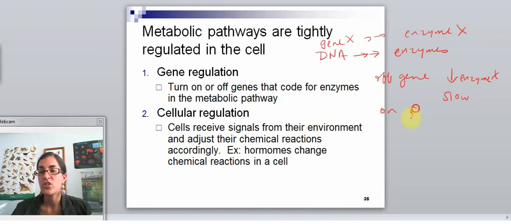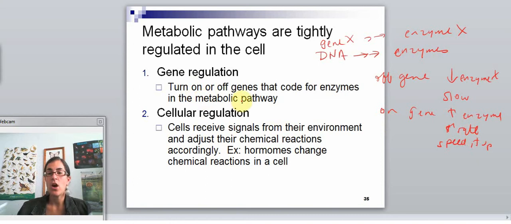If, on the other hand, I turn the gene back on, it will increase the amount of enzyme, and then that will speed it up. So that will increase the rate. By turning on or off genes, I can increase or decrease the amount of enzyme, and by doing so, I either speed up or slow down the chemical reaction. So decrease enzyme slows it down, increase enzyme speeds it up.